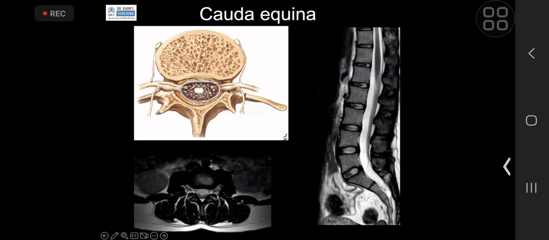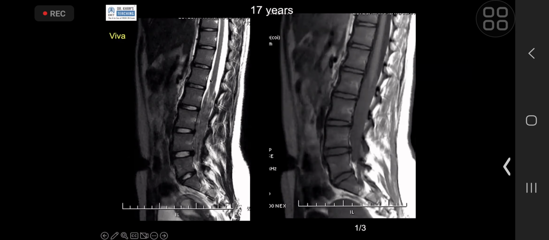Look at this one. This is a slightly different pathology, again an exam case, but showing you that this is cauda, the conus. And look at it, something is filling it up. It should not have. This is a pre-contrast T1, this is a T2. And as if the nerve roots are thickened.